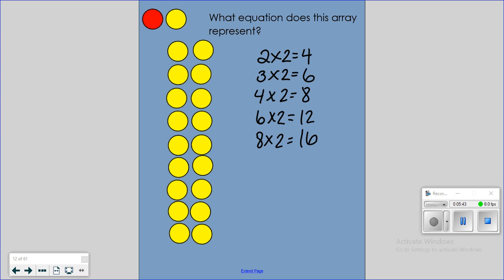One more group of 2. What equation matches that?